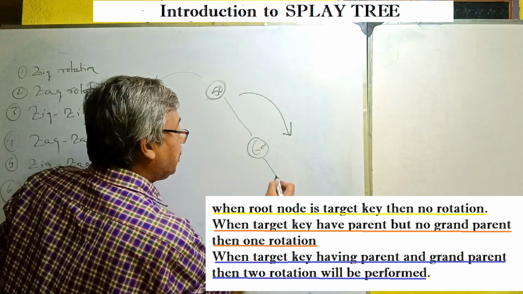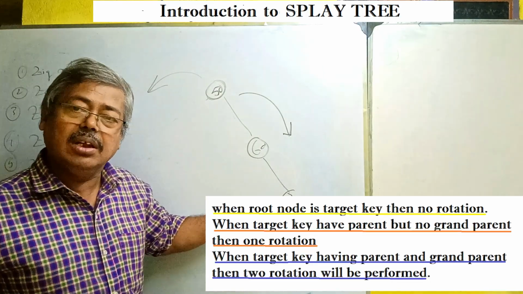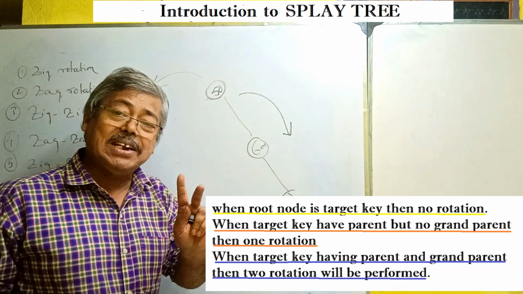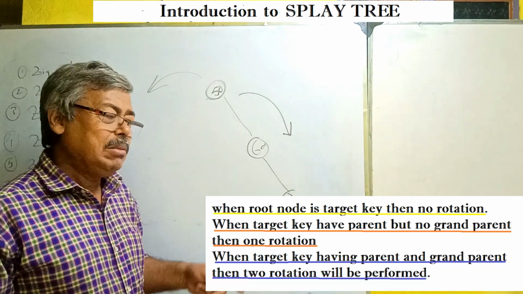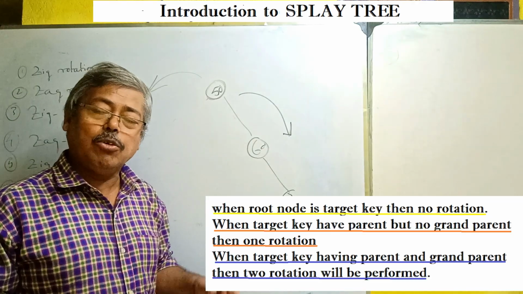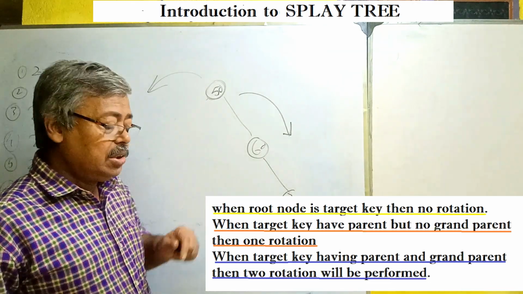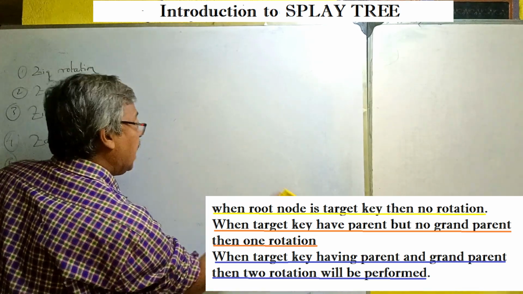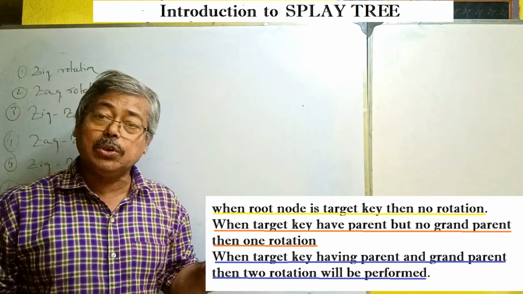When a grandparent is present, and 70 is a search node, so the grandparent is there, then 2 operations will be performed. First operation and second operation. Maybe jig-jack, maybe jack-jig, maybe jig-jig, maybe jack-jack. At most 2 operations we have to perform when a grandparent is present. So the operation is required on the basis of the location of the node, that is, the position of the node and the number of nodes.